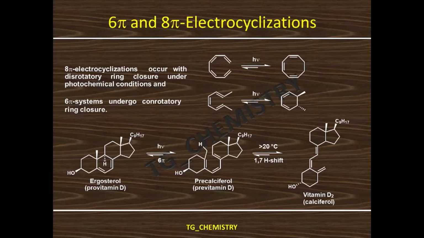Okay, and this on further 1,7 hydrogen shift at higher temperature above 20 degrees centigrade is converted into calciferol, which is known as vitamin D2. So these are reactions where the 6 pi electrocyclization process takes part, further followed by a 1,7 hydrogen shift. Eventually from ergosterol we get calciferol, that is vitamin D2. So these are examples of 6 pi and 8 pi ring systems.